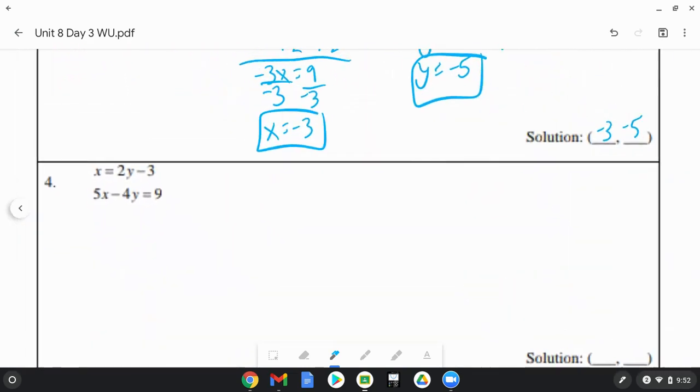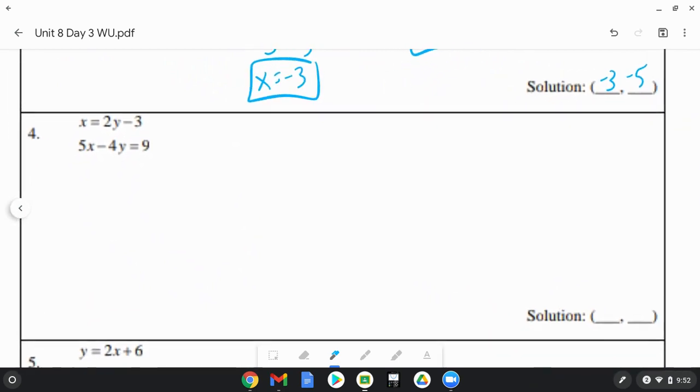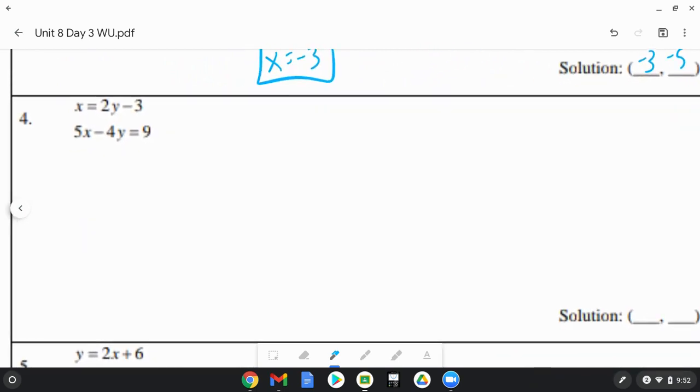Then the last, second to last one on this page, or on this lesson, it says x equals. So I see that this is the only one that's solved for. So now this is a little bit different because we've dealt with y equals a couple times. Now we have an x equals. So we're going to plug it in for x in the other equation. So now instead of writing 5x, we write 5 times 2y minus 3 minus 4y equals 9.